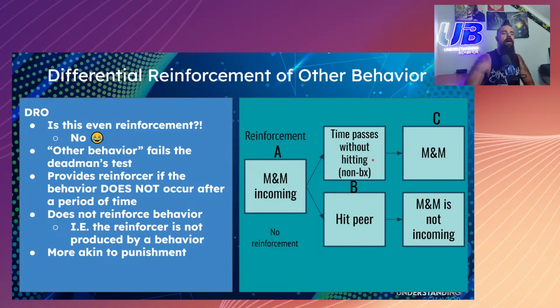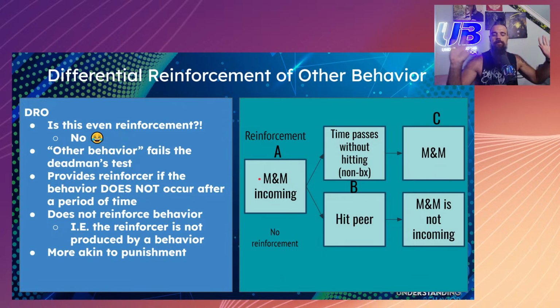So let's go to our diagram and check this out real quick. So here's our contingency. In our antecedent, if the individual does absolutely nothing, they're going to receive an M&M soon. So if time passes without hitting, which is, again, not a behavior, then they're going to receive that M&M. But if they do hit the individual, so looking at the actual behavior, the consequence is that that M&M is no longer incoming. So it was incoming in our antecedent, but they engage in the behavior and now it's no longer incoming.